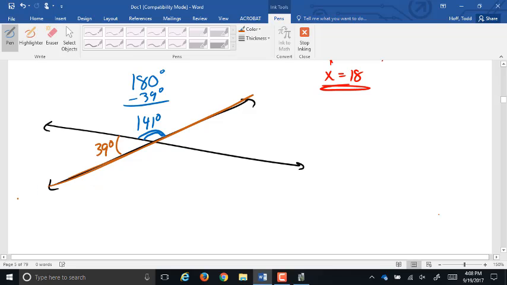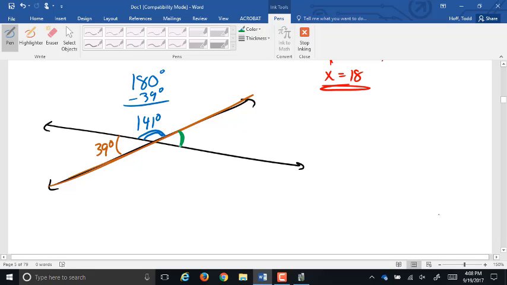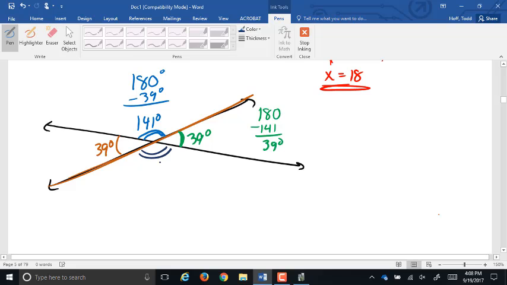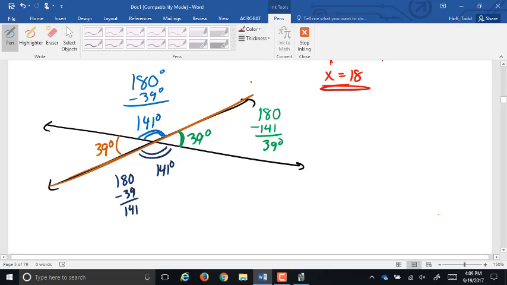So those two still have to add up to 180. They are still supplementary. Well, now that I know that, what's this angle over here have to be? Yeah, 180 minus 141 is 39. That has to be 39 degrees. How about this one down here? Well, you probably just see a pattern developing here. 180 minus 39 is 141. That's 141 degrees.